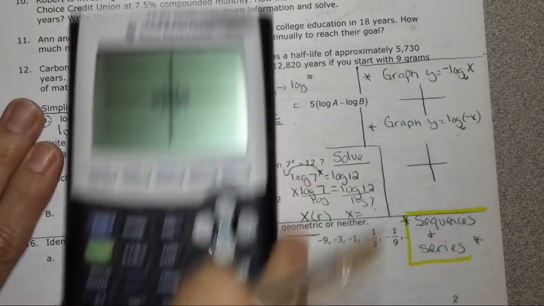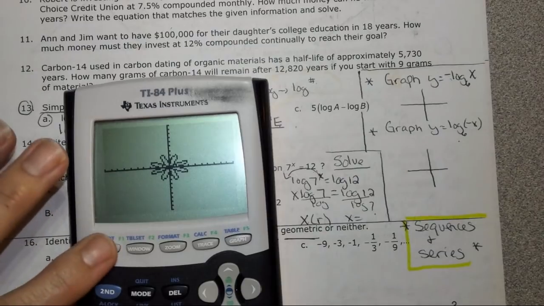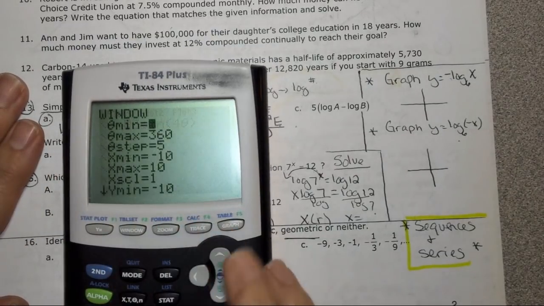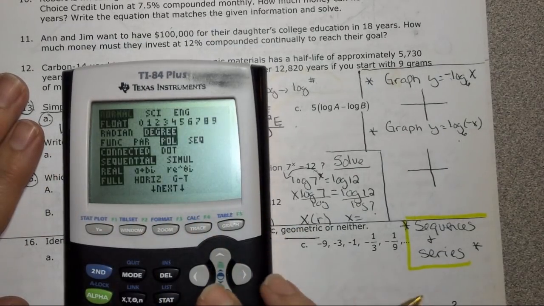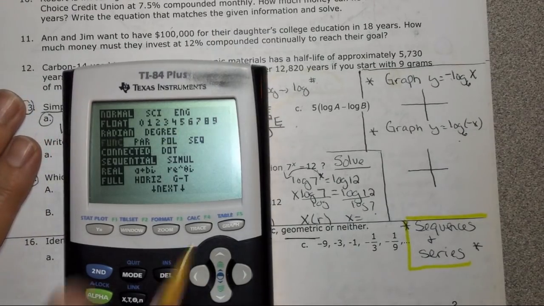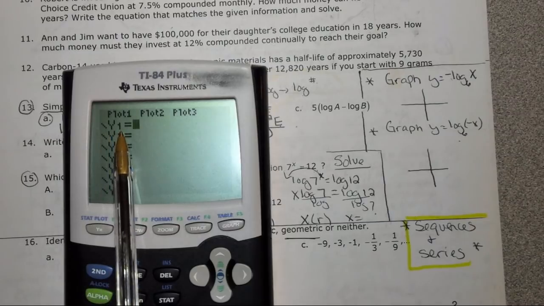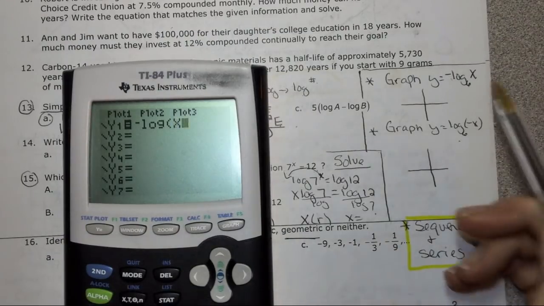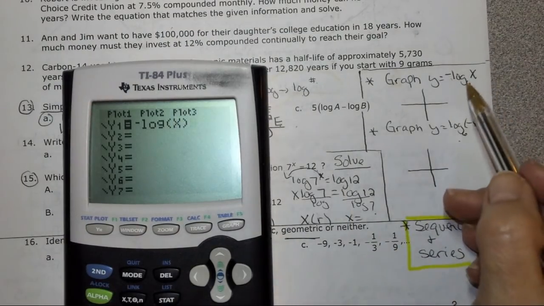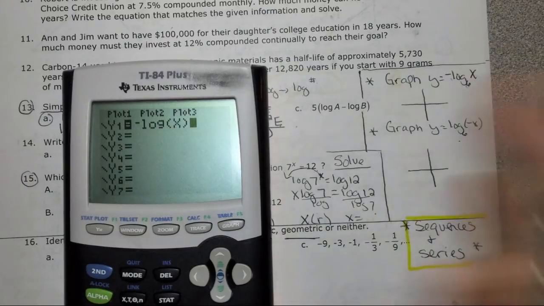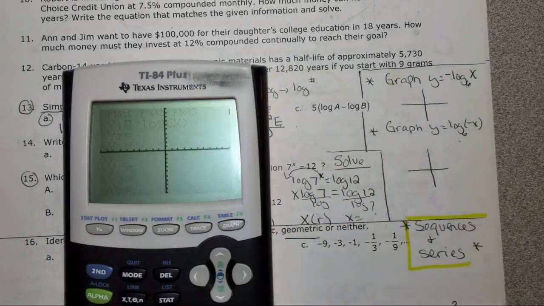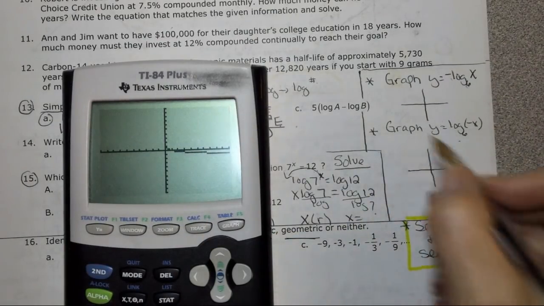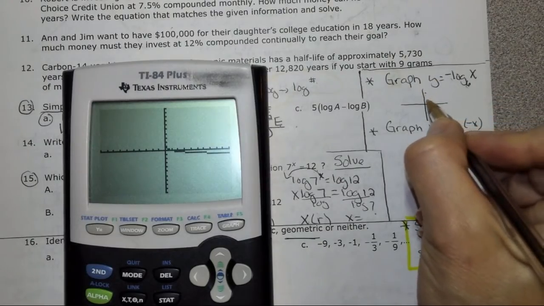Okay, so your video should be unpaused now. So I'm going to go back to mode, and I'm going to change everything back to where it usually is, back to radians and back to function. And now when I hit y equals, I see a y equals, and I'm going to go graph negative log of x. Now don't worry about the base that they have right here. That's not going to really affect the general shape. So negative log of x. So if I were to graph that, it would look something like this.